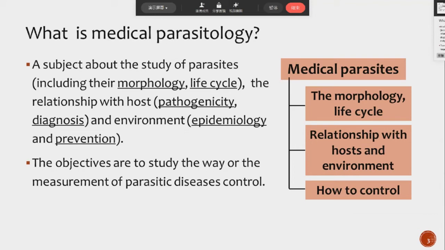And the patient who got infected is sick, so you should make a diagnosis and give treatment. And if we want to prevent disease transmission, what do we have to do? That is epidemiology and prevention. So in medical parasitology, we mainly learn the morphology of the parasite, the life cycles, the relationship with the host and the environment, and finally how we can control and prevent parasitic disease. That is medical parasitology.